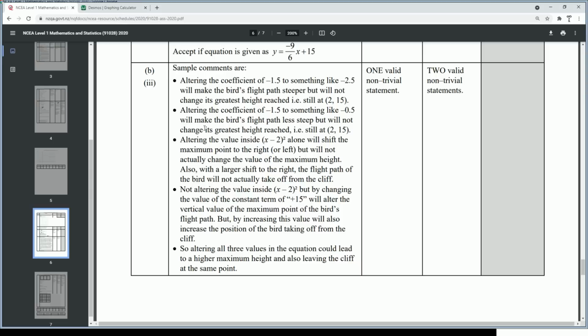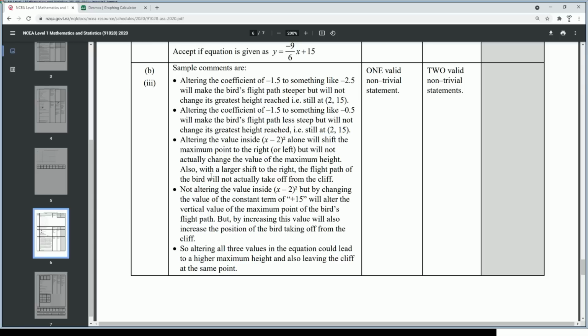Because when I looked at the answer schedule, some of the sample comments they talked about were adjusting the coefficient, or altering the values inside. And of course, the final one is when you change all three values, which leads to a completely different maximum height and leaving the cliff at different points as well. So as you can see, 2 statements are worth a merit, and 1 statement is worth an achieved.